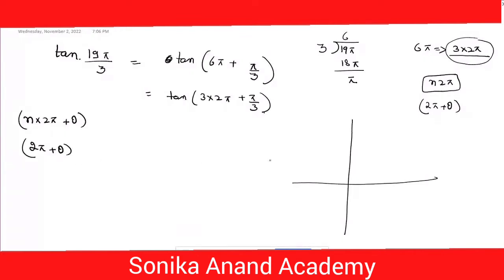2 pi plus theta, in which quadrant does it lie? It lies in the first quadrant. So what's the answer we get? Positive: tan pi by 3 is positive, because all the trigonometric functions are positive in the first quadrant. Now what's the value of tan pi by 3? Root 3.